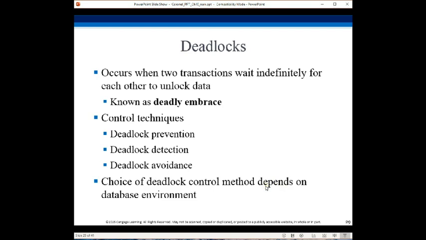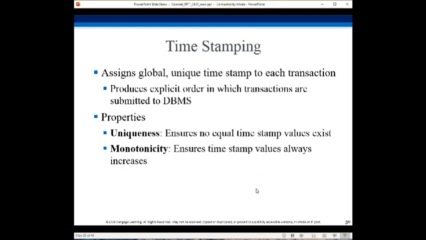So we've talked about the deadly embrace, where two transactions will wait indefinitely for each other to unlock data. Some of the control techniques are deadlock prevention methods, deadlock detection methods, and deadlock avoidance. And different database environments will have different approaches to this, and that's what gives them their proprietary advantages.